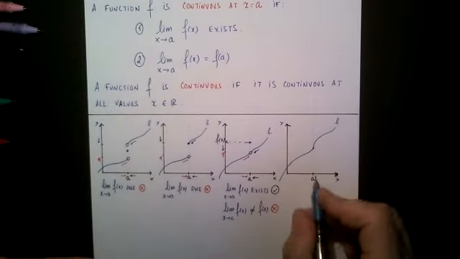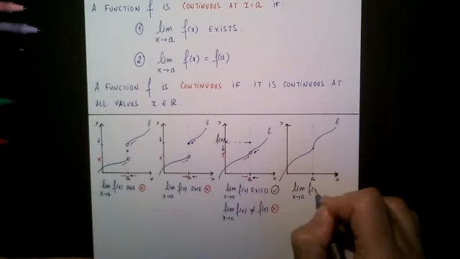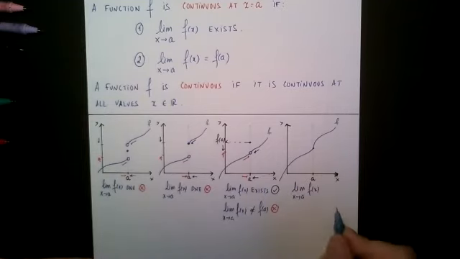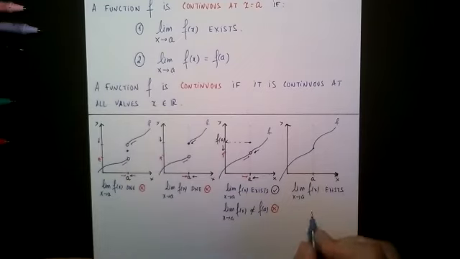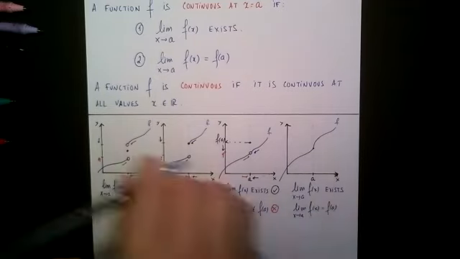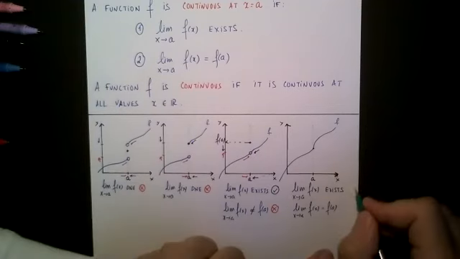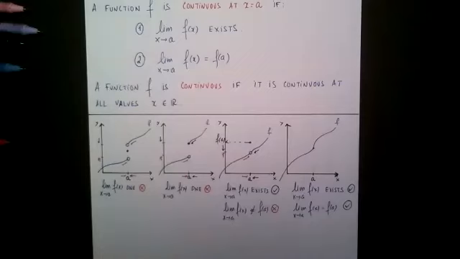How about this one here? So limit as x approaches a of f of x, does it exist? Yes. Yes, we see it. And is it equal to f of a? Yes. Yes. So they're both satisfied. This is good. And so this function is continuous. Okay? Do you understand clearly?